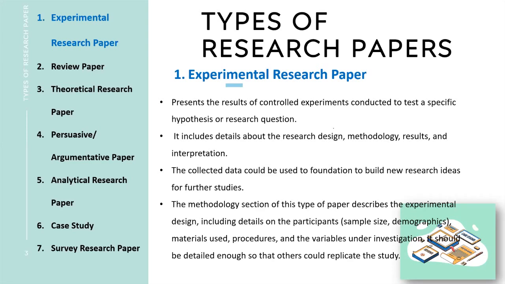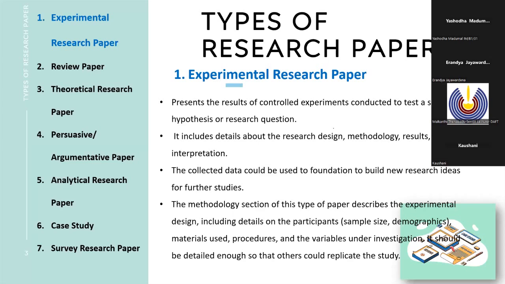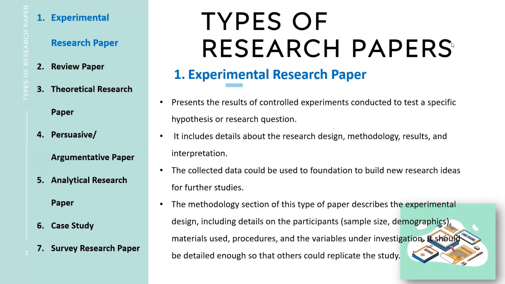The methodology section of this type of paper describes the experimental design, including the details of the participants and the sample size, any demographic areas, the location and the population, and the materials used. Raw materials used, and any chemicals and glassware, have to be mentioned in the methodology part, and also the procedures, any processing methodology or procedure, and any variables under investigation. Likewise, you have to mention it in your experimental research work.